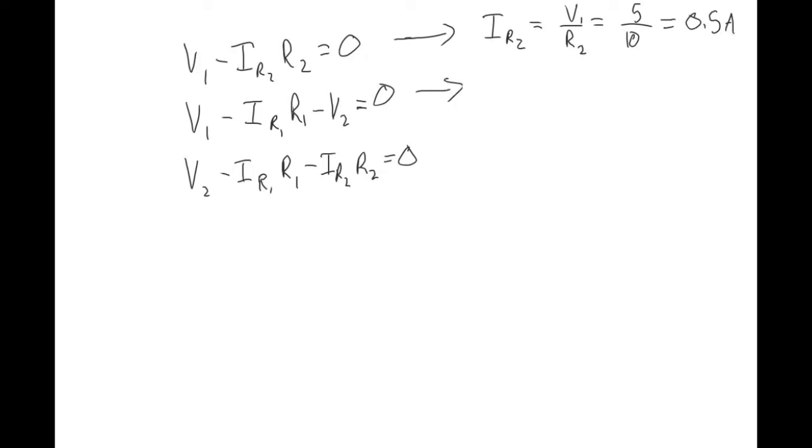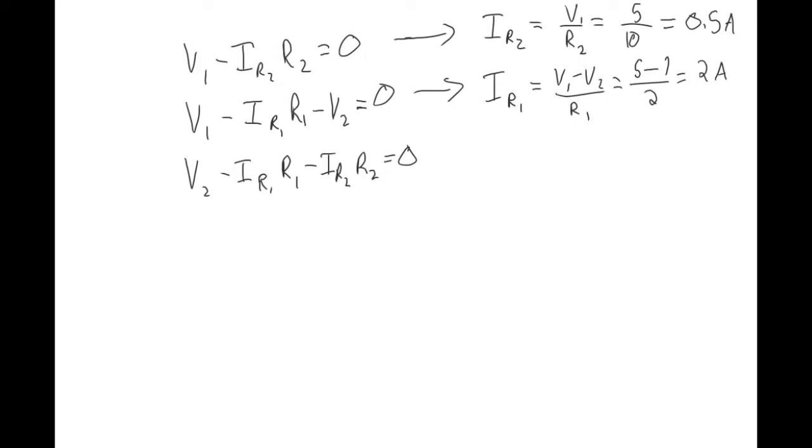Doing the same for the second equation, solving for the current flowing through resistor 1, we get (V1 minus V2) over R1. V1 was 5, V2 was 1, and R1 was 2. So we get 4 minus 2, which is 2 amps.